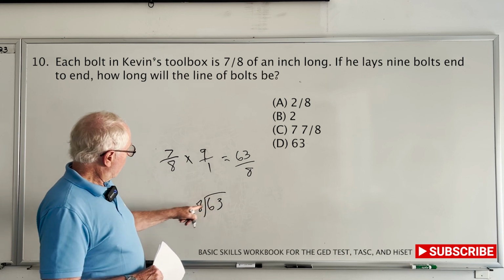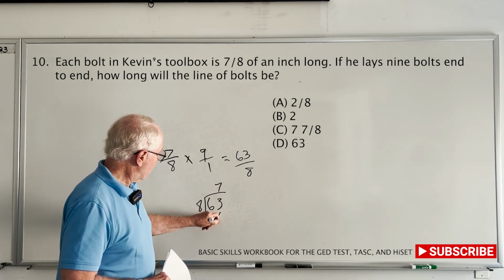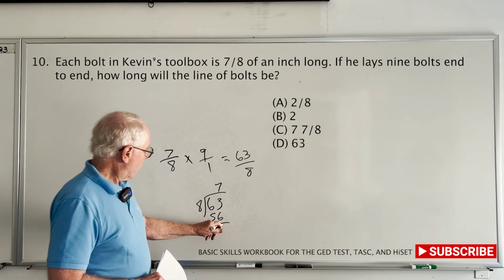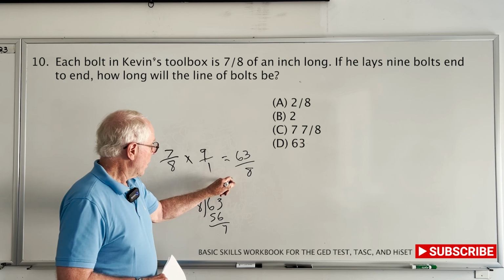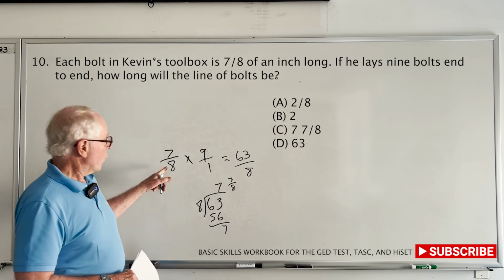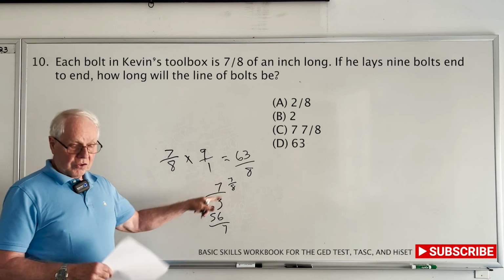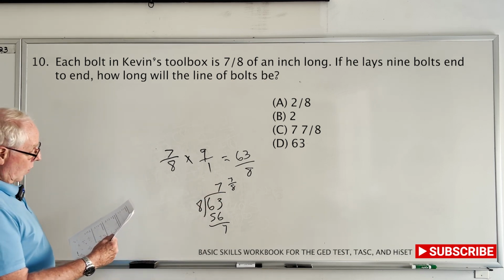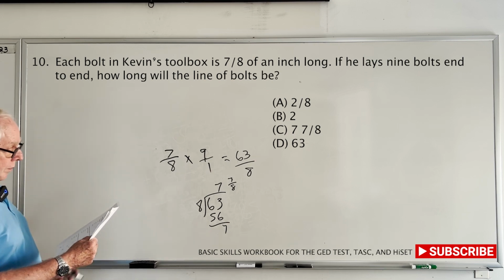So 8 goes into 63 7 times. 7 times 8 is 56. 13 minus 6 is 7. 7 what? 7/8. So if you lay 9 of these bolts end to end, you're going to have a total of 7 7/8, which is one of our answers, the multiple choice. Okay?